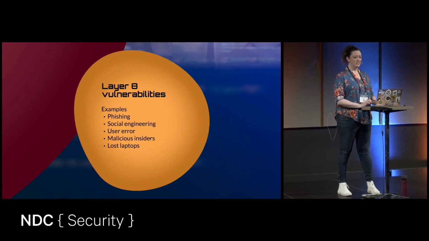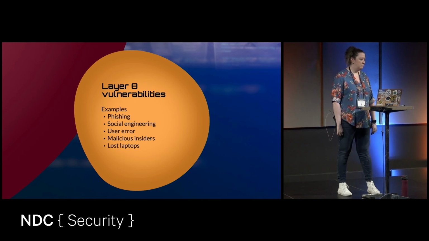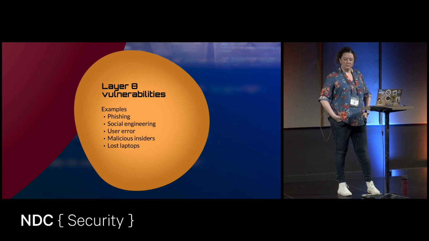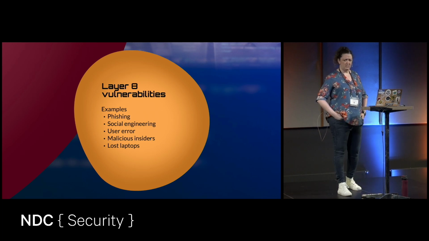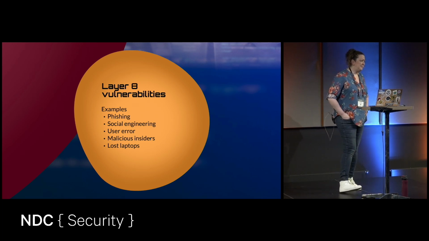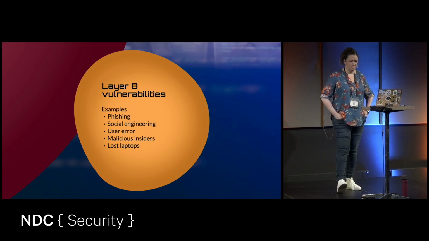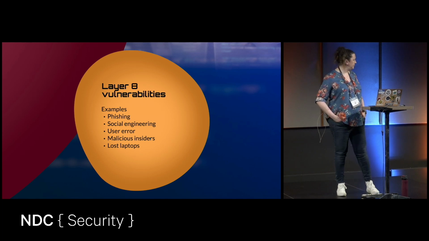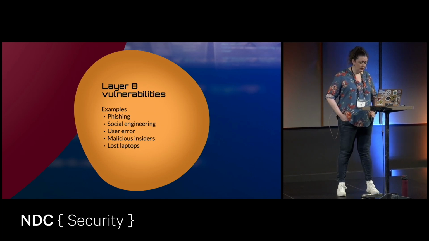Another category, and this is again a very broad category, but I call layer 8 vulnerabilities, anything having to do with humans. That can cover a lot of things because humans are very creative in ways to break things. But some common examples would be anything having to do with phishing or social engineering, user error, and malicious insiders. I think we kind of covered lost laptops.